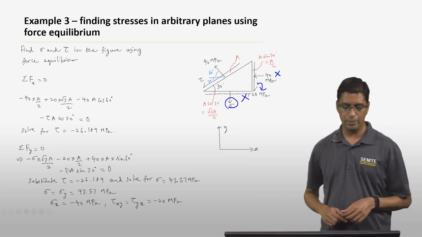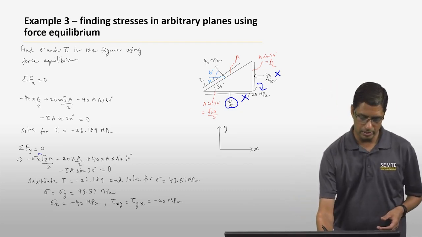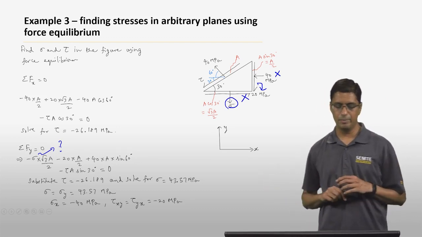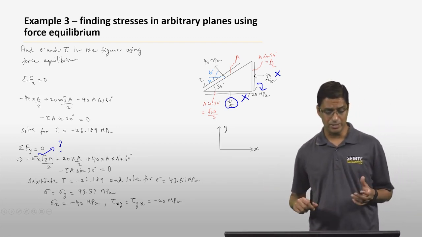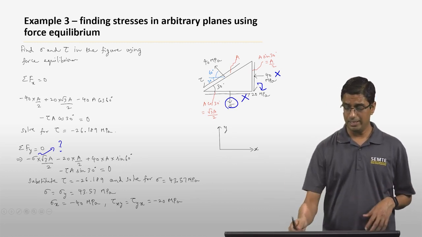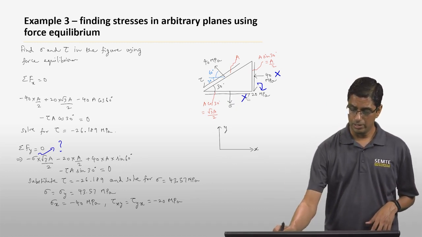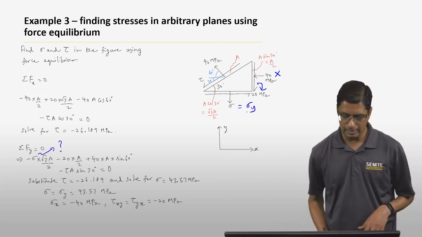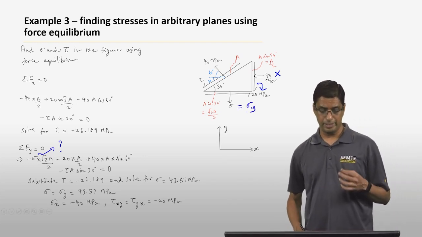If you do all those things, we already found out what tau is. So the only unknown in this equation is sigma. That is the only unknown. We know every other term in this equation, and now we can solve for sigma. And that sigma is actually your sigma y. The sigma is nothing but sigma y, and that turns out to be 43.57 MPa.